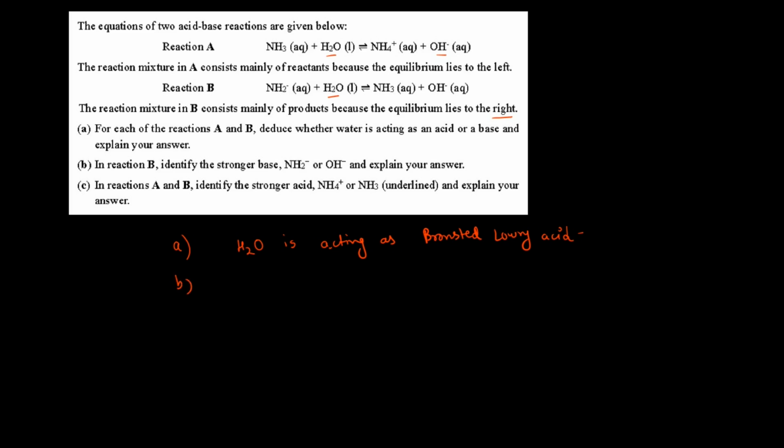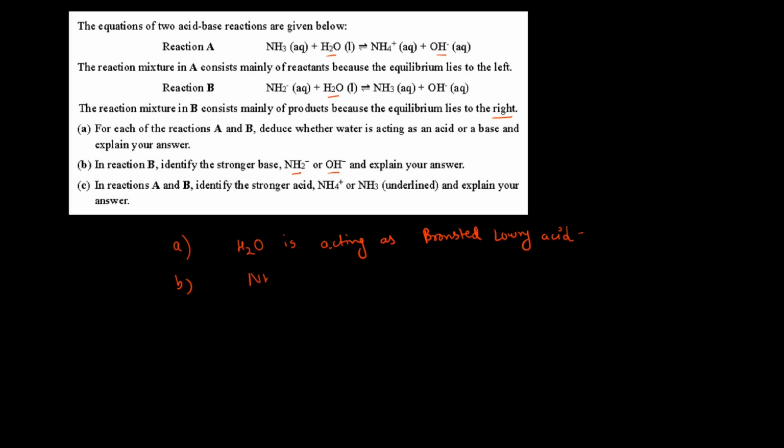Now the second part: in reaction B identify the strong base, amide or OH negative. So in reaction B we see that the equilibrium lies towards the right. So equilibrium is towards OH negative ion and ammonia, and we know that equilibrium lies towards the weaker conjugate. So therefore OH negative is a weaker base and NH2 negative is a stronger base.